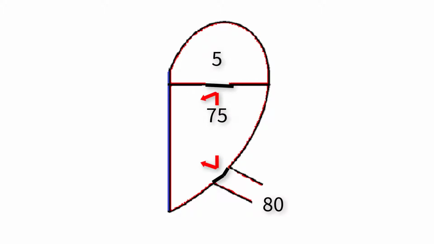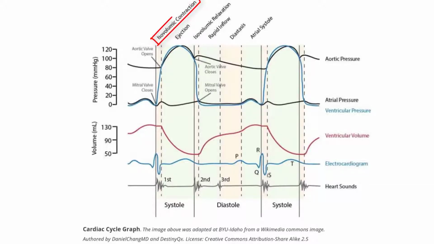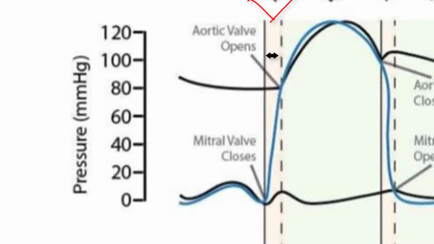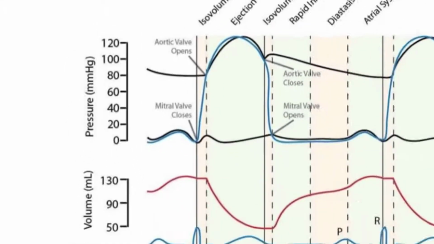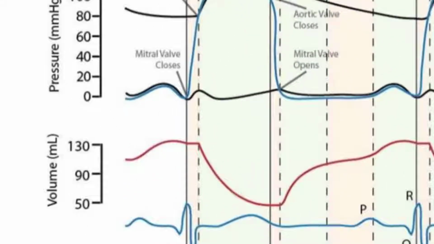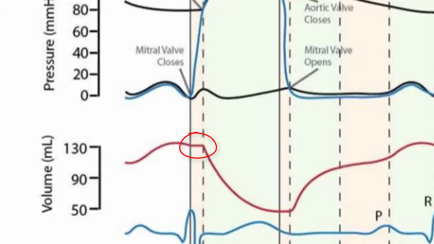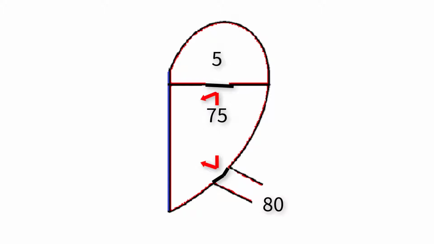We're still stuck. This phase is called isovolumic, or same volume. Between 5 and 80, the blood has nowhere to go. Both valves are shut. This isovolumic phase is between the solid black line and the first dotted line. We're waiting for the ventricular pressure to increase high enough to pass the black aortic line. Notice that the ventricular volume during this isovolumic phase is a flat line. It can't change. It has nowhere to go.